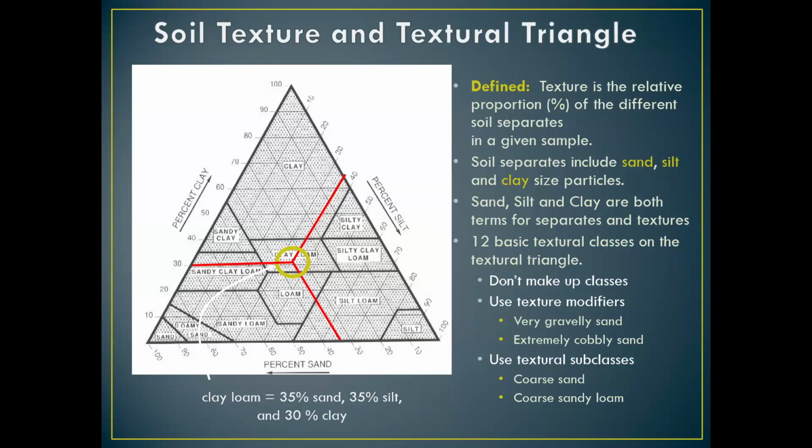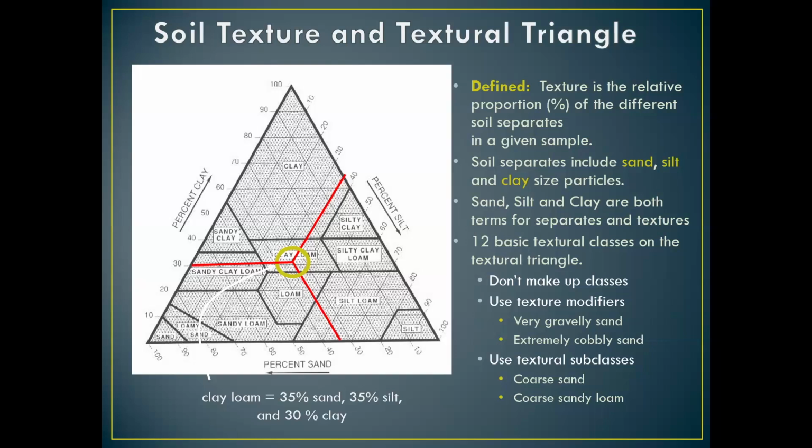If there are coarse fragments above 2 millimeters in size, we'll need to identify those also if there's a certain percentage. We'll talk about that in a minute. But you may have to use a textural modifier, such as very gravelly sand or extremely cobbly sand. We could do that for the clay too. You could have gravelly clay potentially.